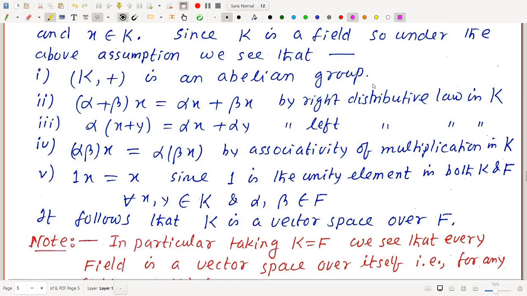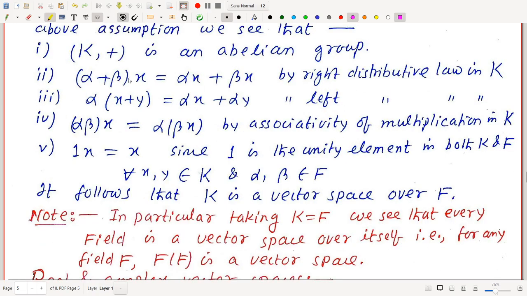Now K plus is an abelian group, because K is a field. It is in the definition of field also. Alpha plus beta x is alpha x plus beta x. This is the right distributive law in K. Alpha into x plus y is alpha x plus alpha y. This is the left distributive law in K. A field is also a ring, so left distributive and right distributive properties are true in a field or ring.